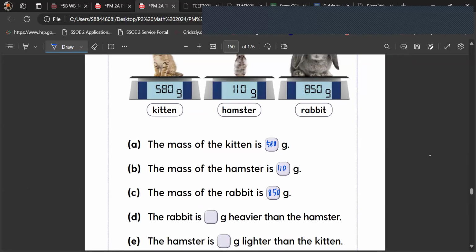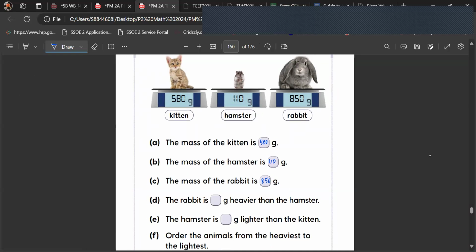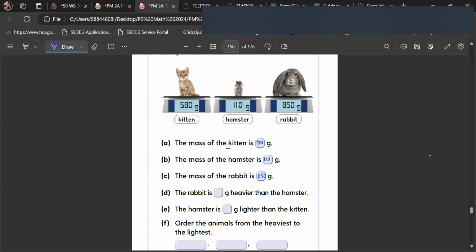So you've got to squeeze in here. You can see that the kitten is 580, the hamster is 110, the rabbit is 850 grams. So you must take note of the units, grams, here. Okay, for the rest, the units are grams. Very important.